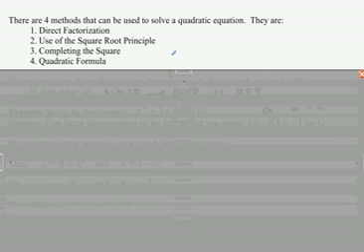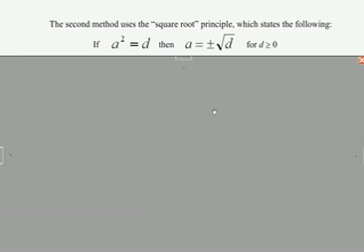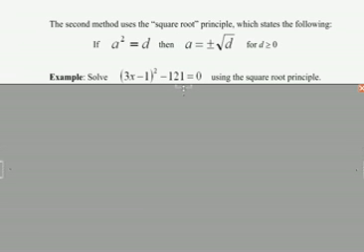The next method we want to talk about is the square root principle, which looks kind of like this. Anytime we have an equation in which we have a variable term a squared equal to some number on the other side of our equality sign, d, then a is equal to the positive or negative root of d, provided that d is a positive number. So let's run through an example where we solve this using the square root principle.